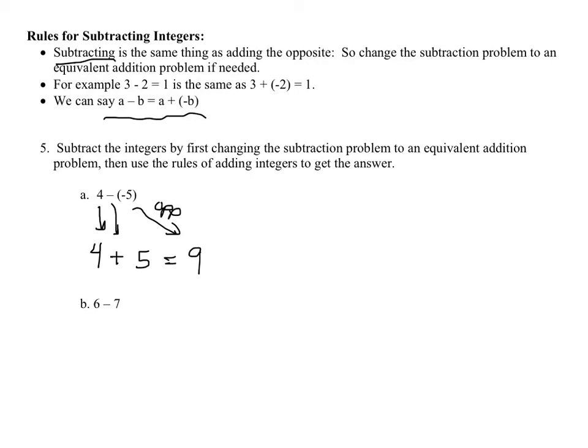And then B, I can rewrite it. 6 stays the same. This subtraction changes to an addition, and the 7 becomes a negative 7. I'm doing the opposite of that. And we get negative 1 because I have $6, but I owe 7. So I still owe $1 because I'm giving you a whole $6, but I still owe you another $1.